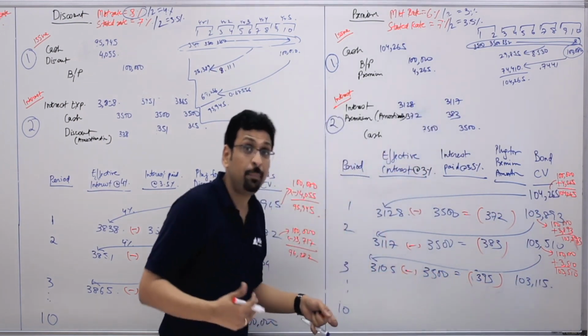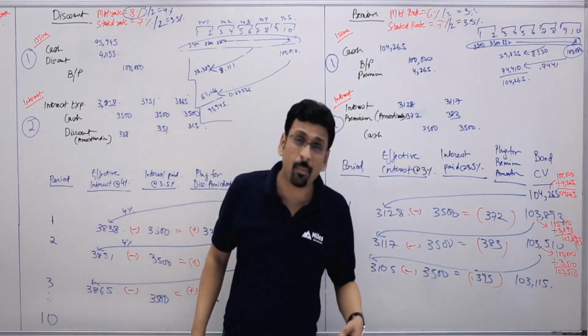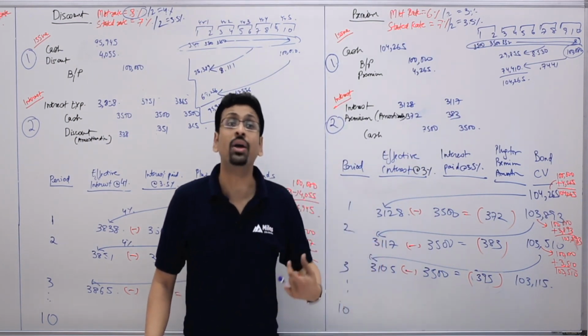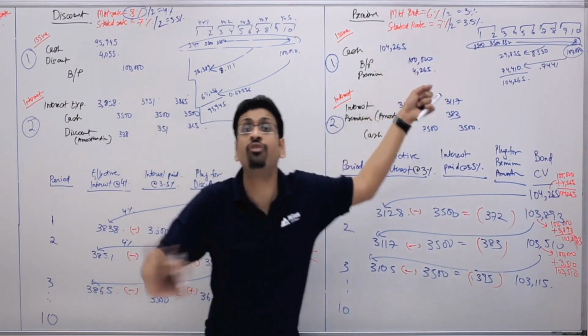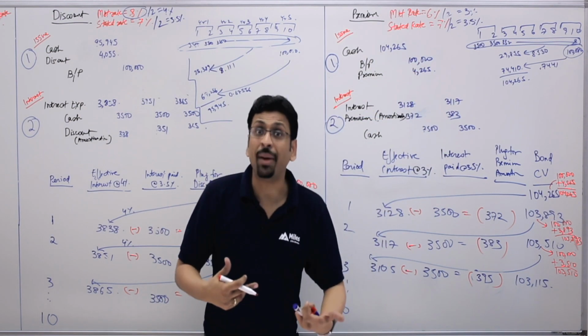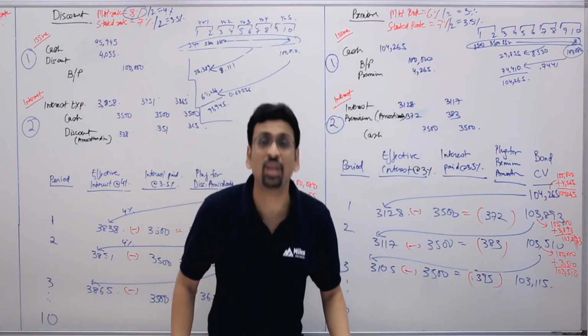At the end of 10 periods of 5 years, what's going to be the premium amount? 0, because over those 10 periods, you're going to amortize all this premium. This is going to go off in 10 periods. So after 10 periods, the premium amount is 0. What remains on your balance sheet is bonds payable of $100,000.